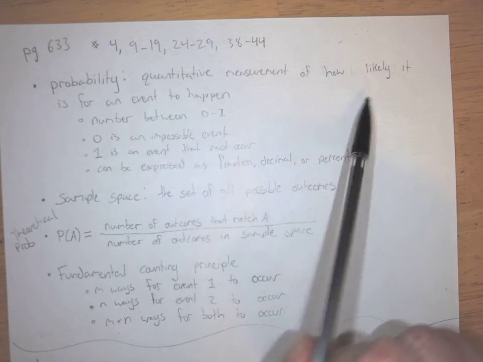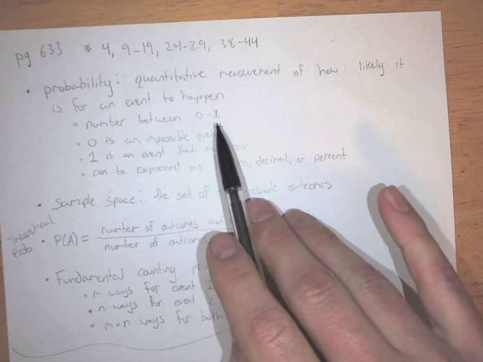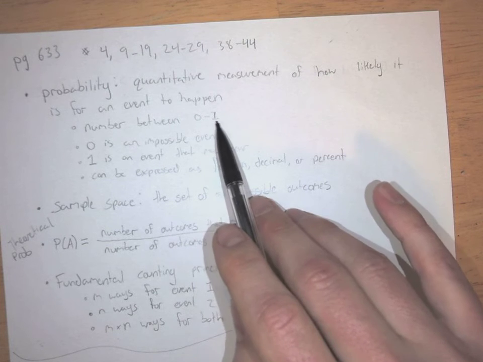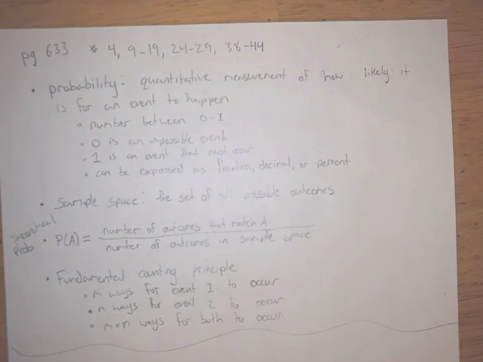We talked about it's a quantitative measurement of how likely it is for an event to occur. And it's a number between 0 and 1. 1 is like 100% likely, and 0 is 0% likely. So if something's going to happen, it either happens or it doesn't, right? The biggest probability you can have is 1, which represents 100%. So if something is for sure going to happen, the probability is 1 if you write it as a fraction or a decimal.